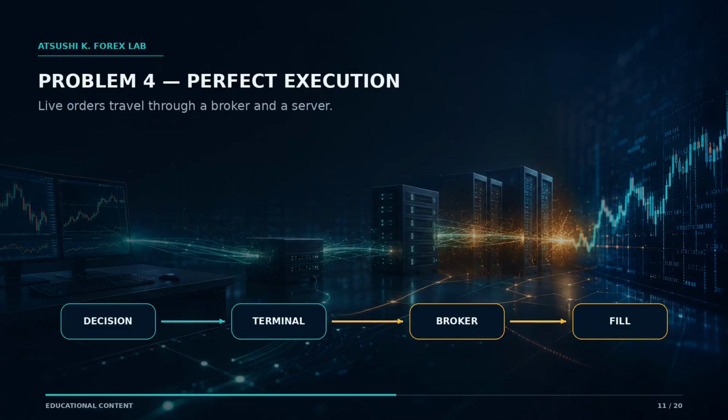Now we reach problem number 4, perfect execution. In a simple test, an order can appear to move from decision to fill with no meaningful delay. Live trading has a chain. The expert advisor detects a condition. The terminal sends a request. The broker processes it. Price may move before the order is filled.